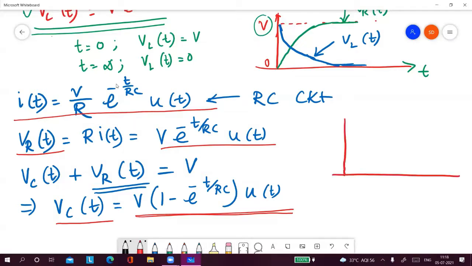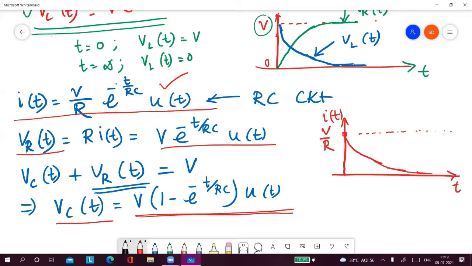Okay, that means if we sketch, what will be the nature? If we sketch the current I(t), here this is V by R. Initial value of current is V by R, and what is the final value of current? Why is the final value of current 0? Because we have a capacitor. When the capacitor is fully charged, there will be no current.